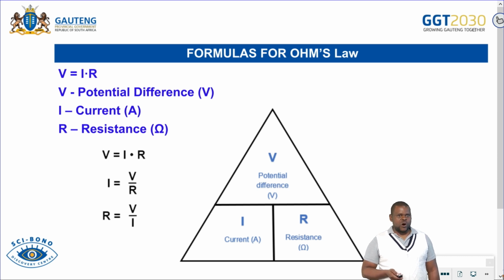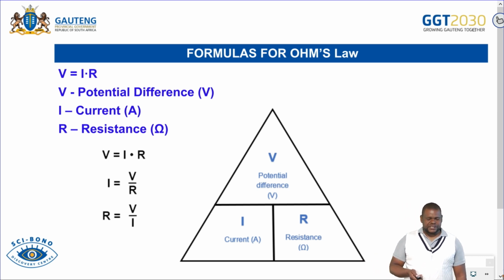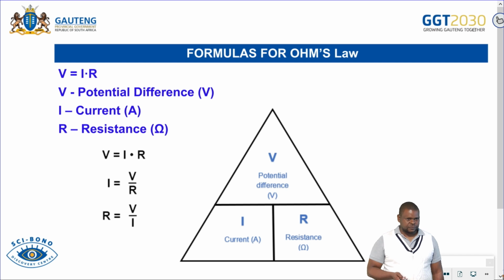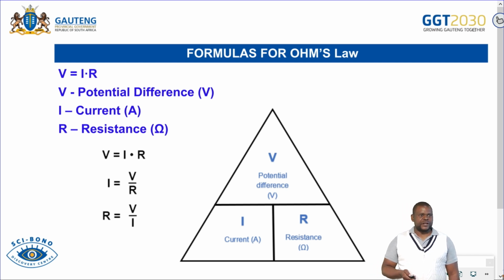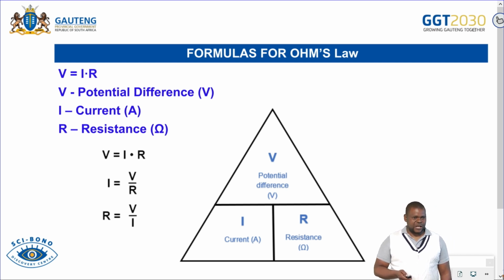And then we're going to go back and start with Ohm's law. The formula for Ohm's law is what? Potential difference is equal to current multiplied by resistance, where V stands for potential difference, I stands for current, and R stands for resistance.